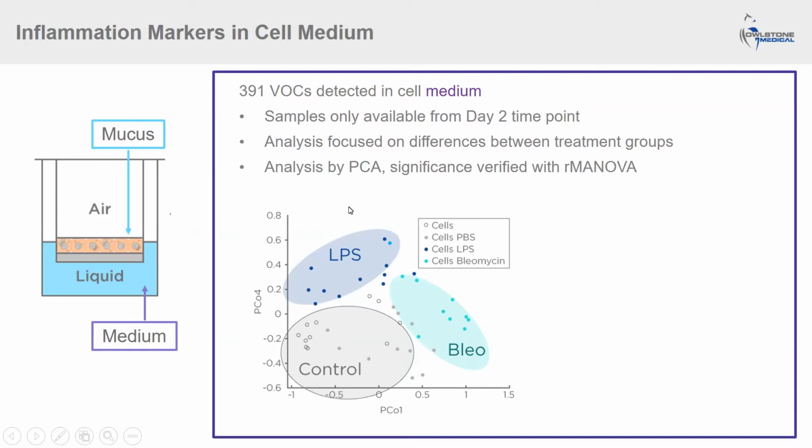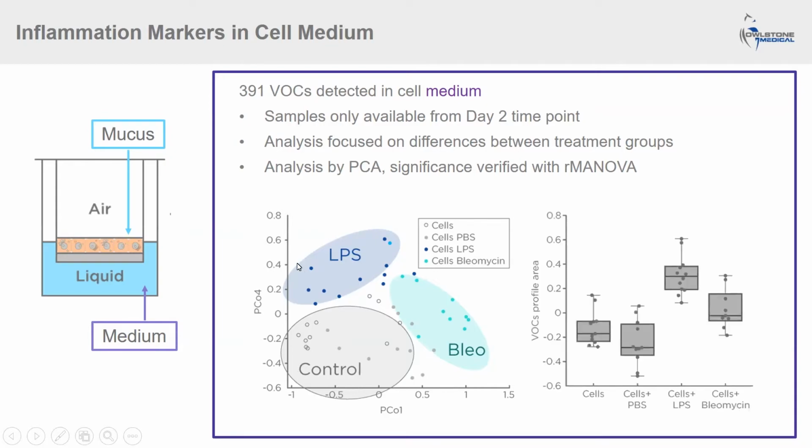We can make this figure a bit clearer and more understandable, and I can take each of these points and project them on my axis and represent this figure as a box plot. And here I think you can clearly see that my control samples are similar, while I see differences in the cells treated with LPS and the cells treated with bleomycin.